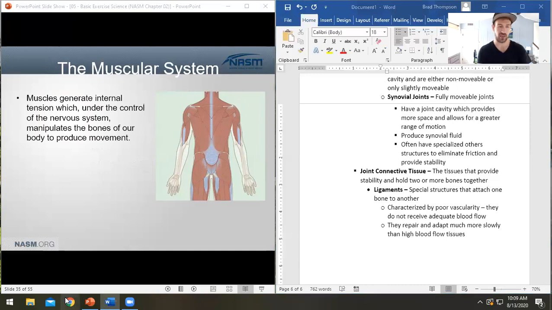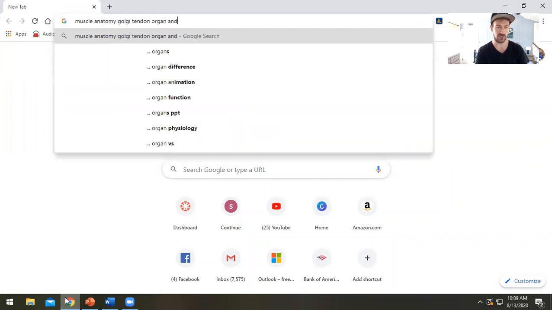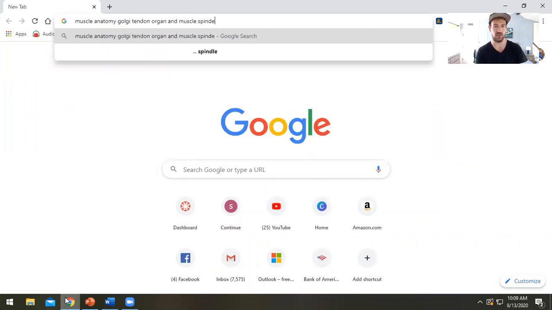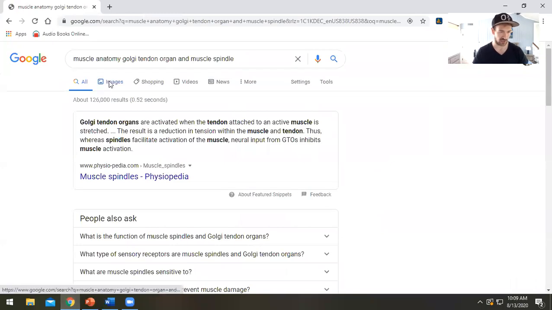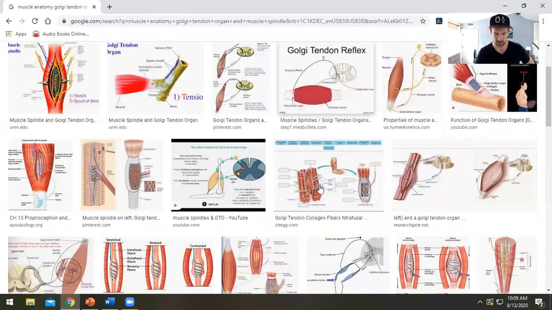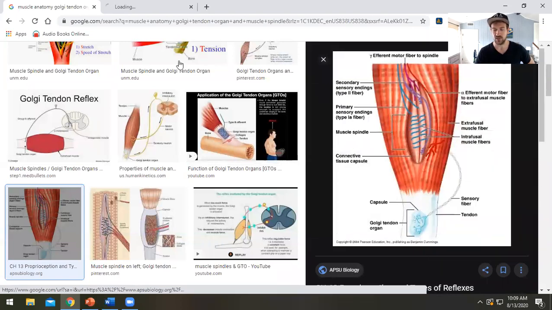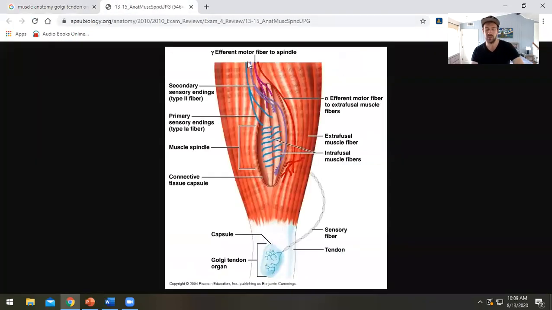Yep. So here, muscle anatomy, Golgi tendon organ, and muscle spindle. I want to make sure I get a picture that has all of it. Close, really close. Yeah, there we go, that'll work. Okay, so see this picture right here? I would love it if it had a picture of a whole muscle, but here's the muscle belly, right?